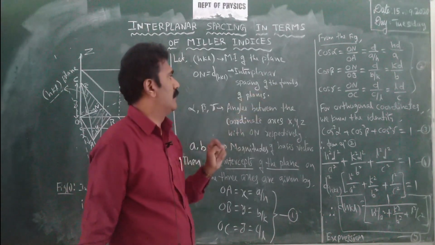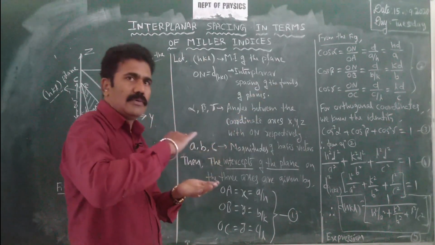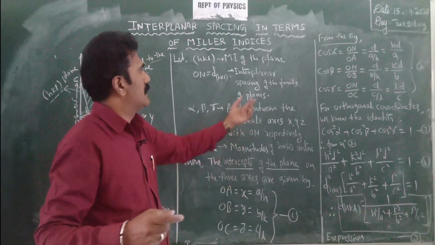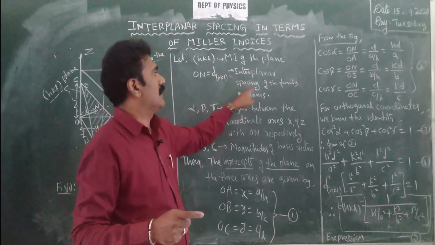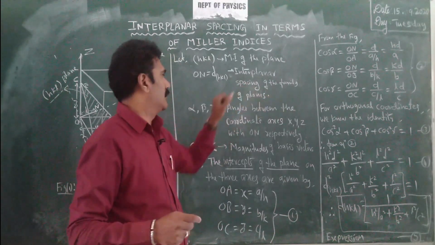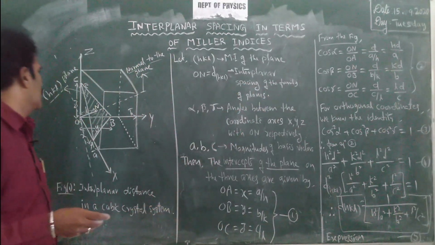What do you mean by a family of planes? If the planes are parallel to each other, then we can say it is a family. So in that we are choosing d as the interplanar spacing of those particular planes. Clear? Okay.